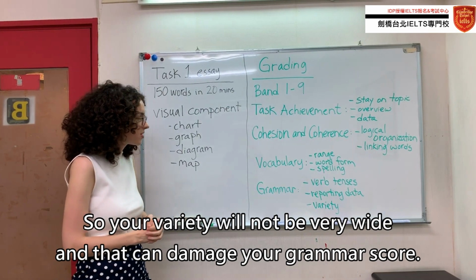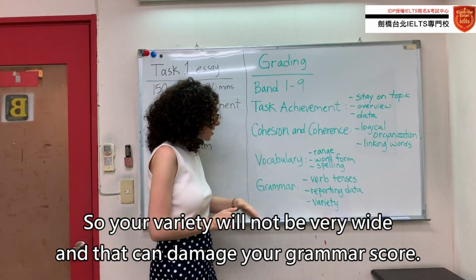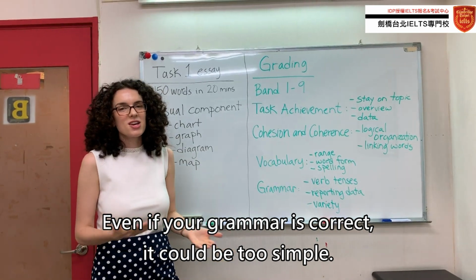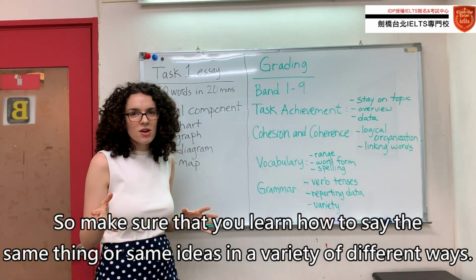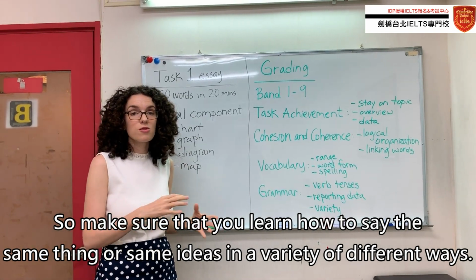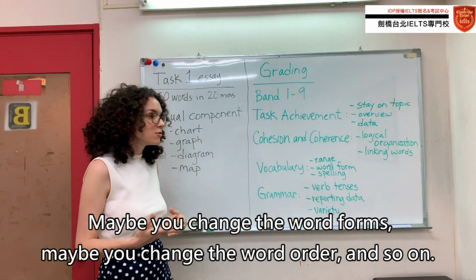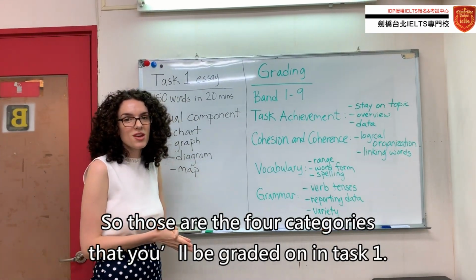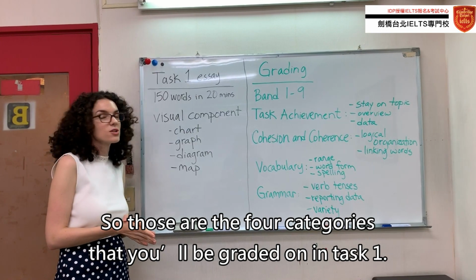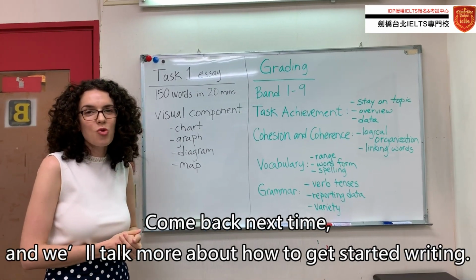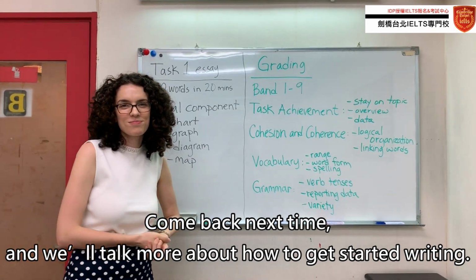So your variety will not be very wide, and that can damage your grammar score. Even if your grammar is correct, it could be too simple. So make sure that you learn how to say the same or similar ideas in a variety of different ways. Maybe you change the word forms, maybe you change the word order, and so on. So those are the 4 categories you'll get graded on in Task 1, and come back next time and we'll talk more about how to get started writing.